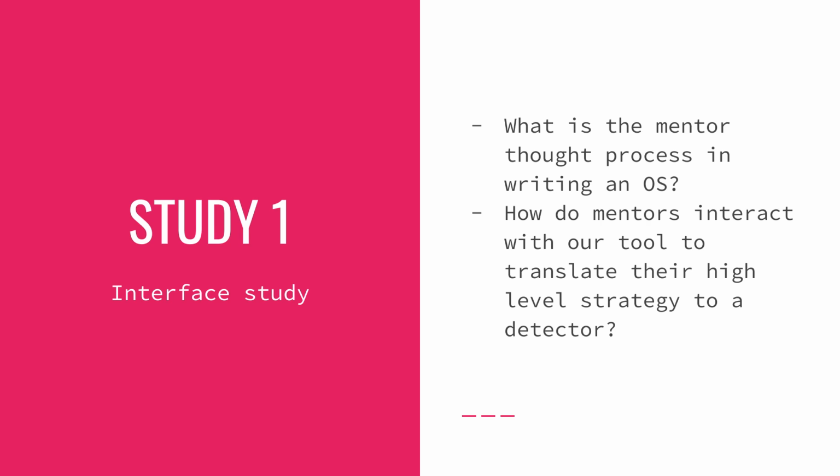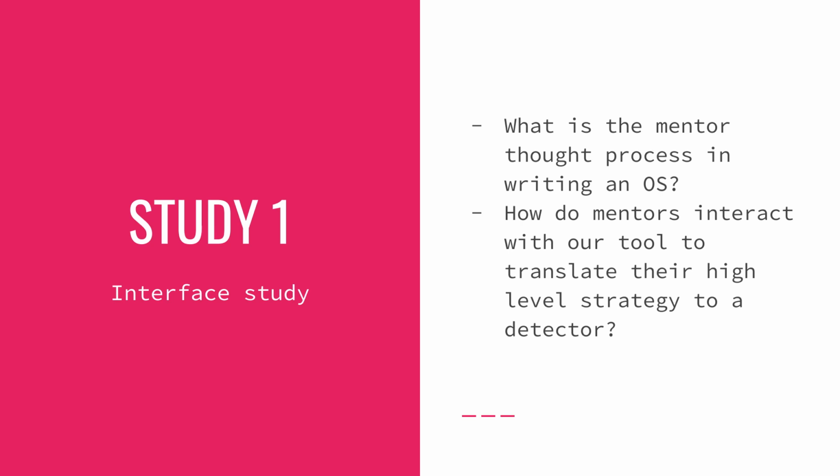This leads us right into study one, or how we tried to observe how this first interface interacted with mentors. Our high-level goals were to understand the mentor thought process in writing an orchestration script, and how mentors interact with our tool to translate their high-level strategy to a detector. In terms of the mentor thought process, we want to know the steps that a mentor takes to take their high-level orchestration strategy and decompose it, turn it into these low-level detectors.